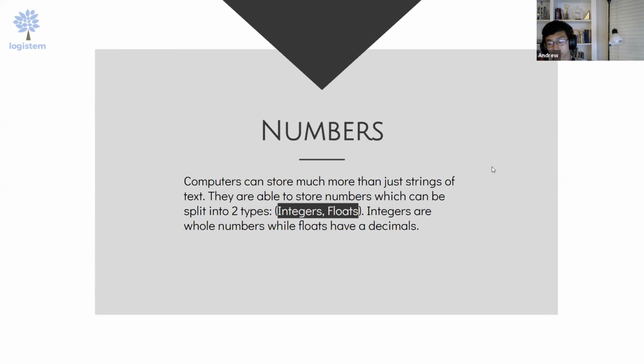All right, so we've talked about strings. We've done some stuff with strings. We've been printing strings, assigning strings to variables. So now we're going to talk about numbers. And computers can store much more than just a string of text. They're able to store numbers which can be split into two types, like I just said, integers and floats. Integers are whole numbers while floats have decimals.